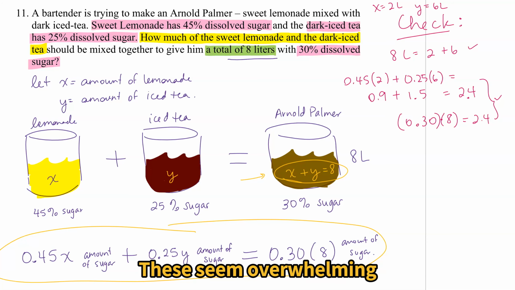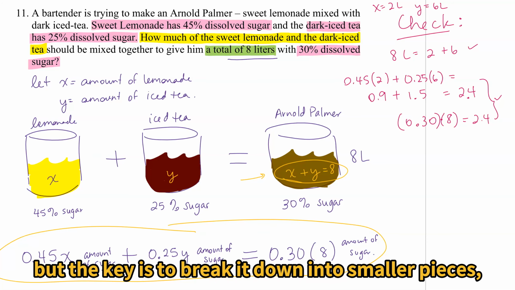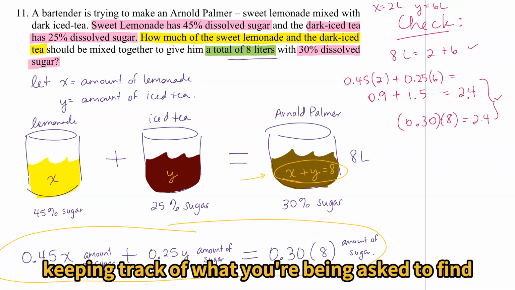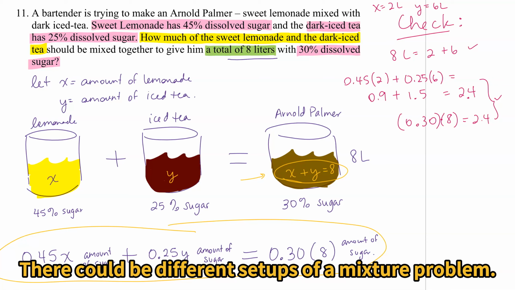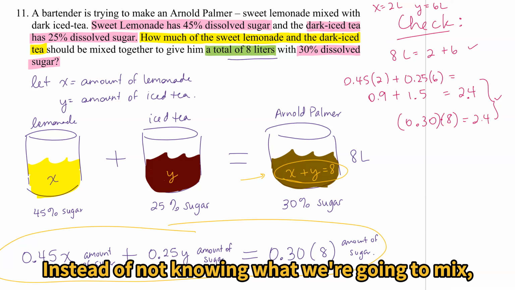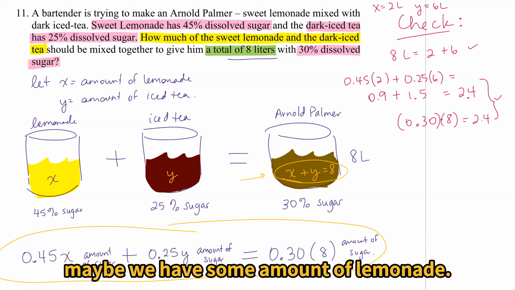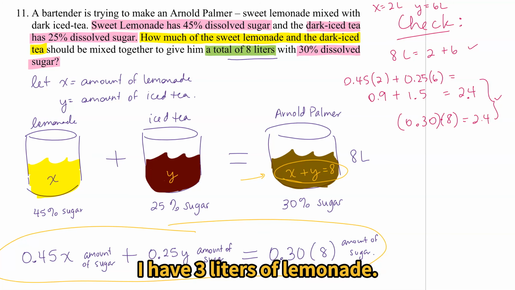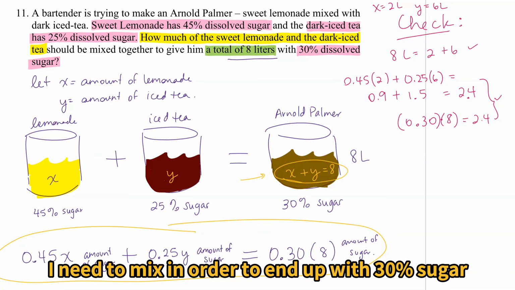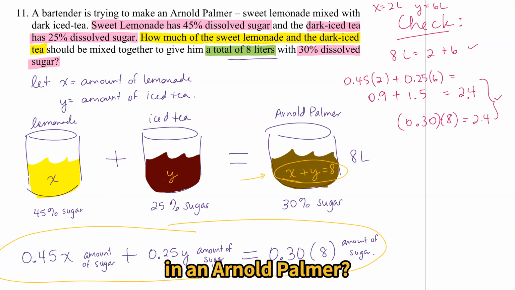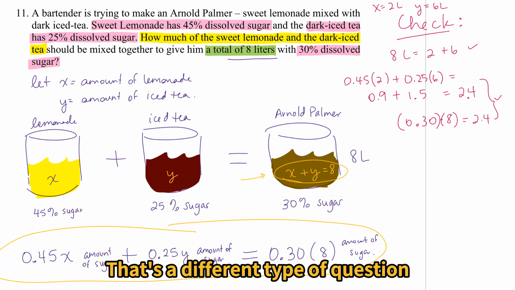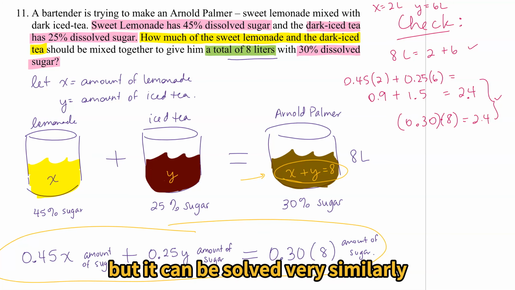These seem overwhelming because there are a lot of numbers, but the key is to break it down into smaller pieces, keeping track of what you're being asked to find and what you're being given. There could be different setups of a mixture problem. Instead of not knowing what we're going to mix but knowing the final amount, maybe we have some amount of lemonade. I have 3 liters of lemonade. How much iced tea do I need to mix in order to end up with 30% sugar in an Arnold Palmer? So how much iced tea do I need? That's a different type of question, but it can be solved very similarly with the same setup.